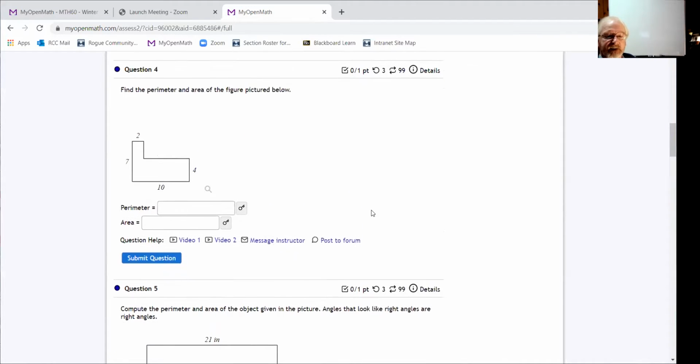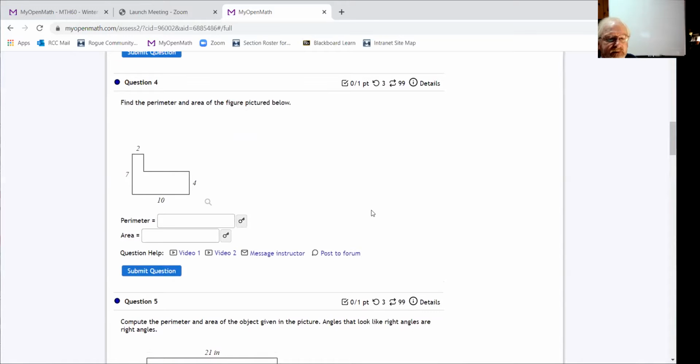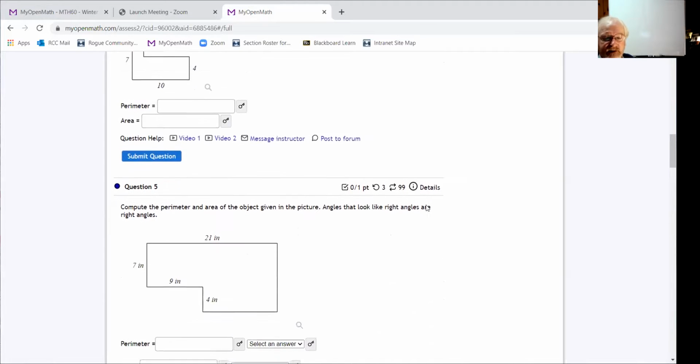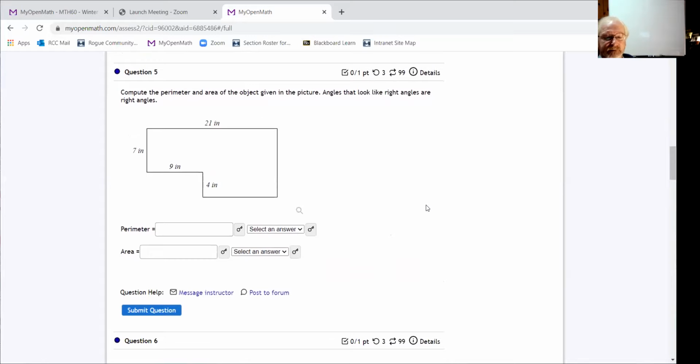Here's one of those weird rectangle shapes. Got to figure out what side lengths are missing, up there in the corner, just like my sketch was. Let's see, 10 minus 2 means this long one must be 8, or 7 minus 4 means this short one must be 3 for my problem. Yours will have slightly different numbers, probably. Perimeter, and then area. Remember, we chopped it into 2 pieces and found the 2 different areas and added them together. Here's another one just like that, the next one.